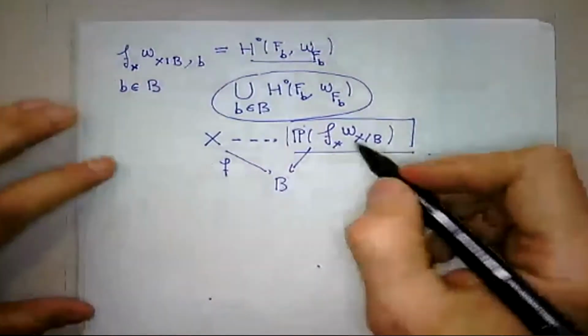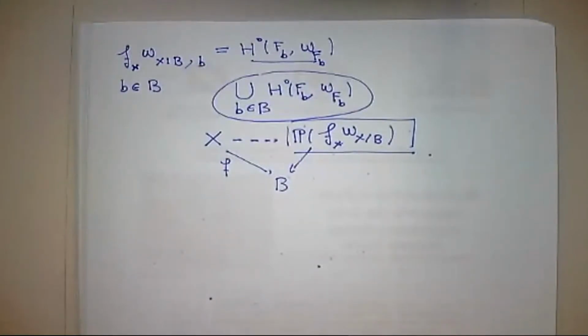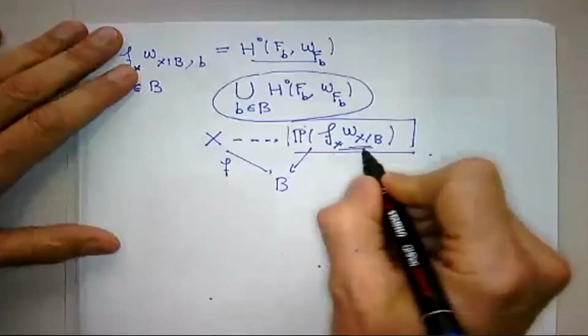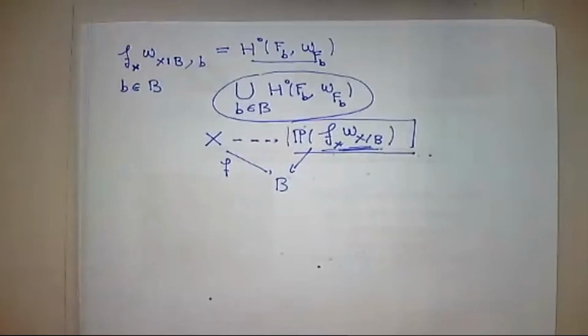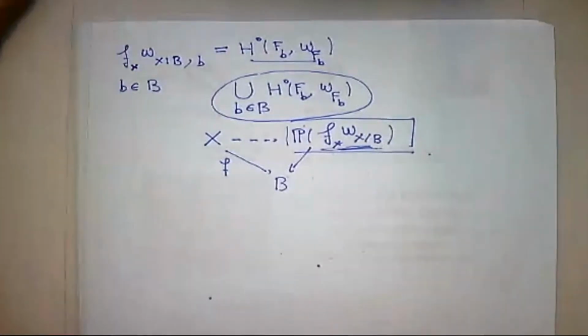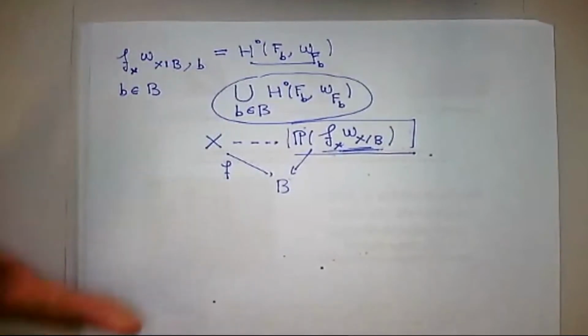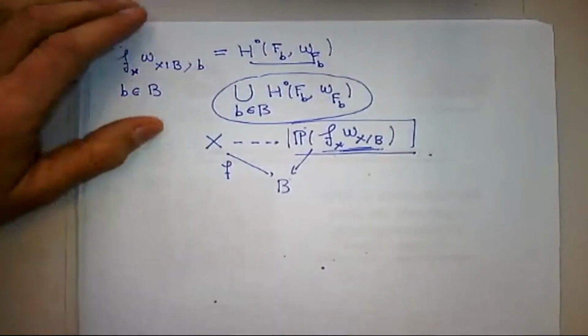That's why to know this object, to know F lower star of omega xb is important. Okay, that's why we are interested in ampleness or semi-ampleness, semi-positiveness of this sheaf. And I guess that this should be accepted for all of you.